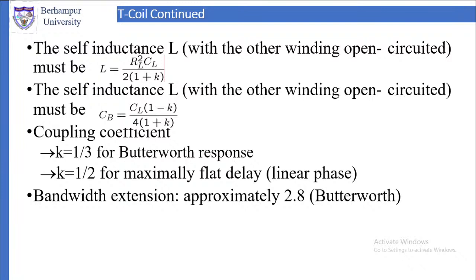To extend the bandwidth, bandwidth extension requires K is equal to 2.8, so approximately a Butterworth response. The maximally flat response will always be over a small region. Flat response is over a small region. Therefore, we always look for a Butterworth type of response to increase the bandwidth. So if you want a larger bandwidth, then we have to choose K equal to 2.8, which is approximately a Butterworth response.